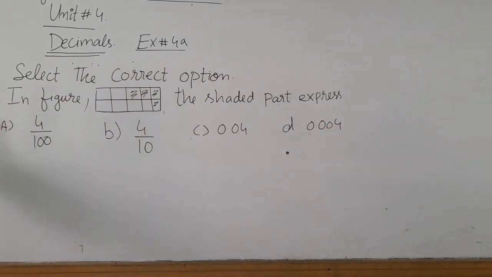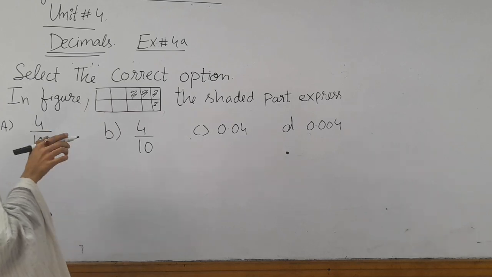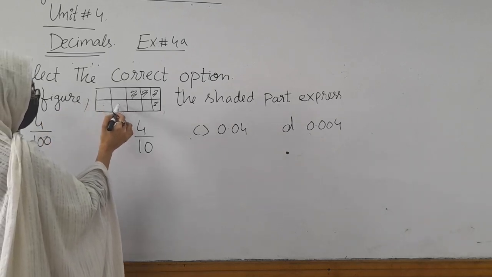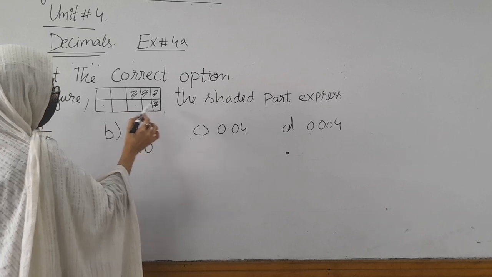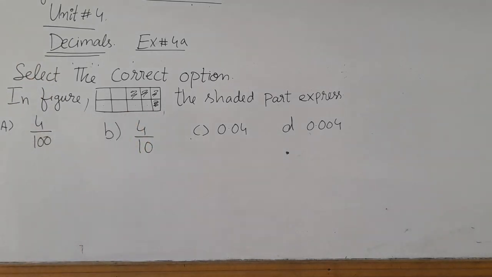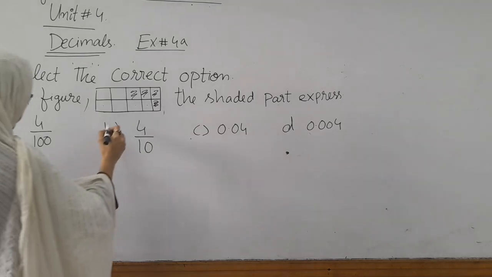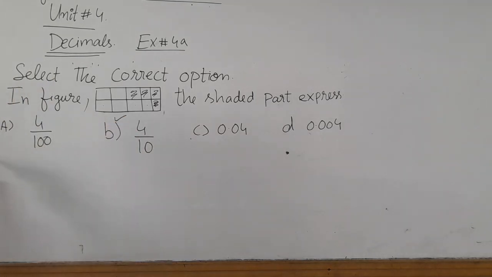So tell me class, in this figure how many shaded parts? And how many total parts first? 1, 2, 3, 4, 5, 6, 7, 8, 9, 10. And 4 parts are shaded. So tell me Shal, what is the fraction of this figure? 4/10. Very good. So the B part is the right answer.